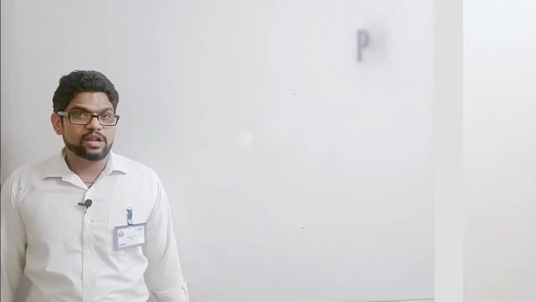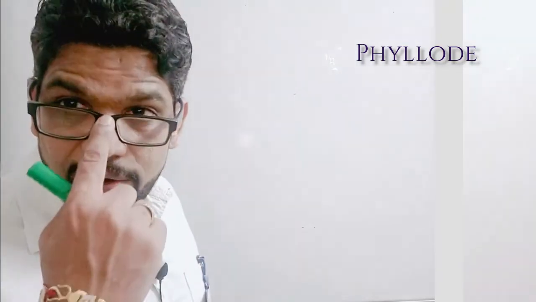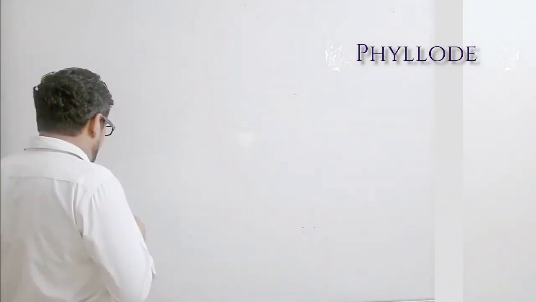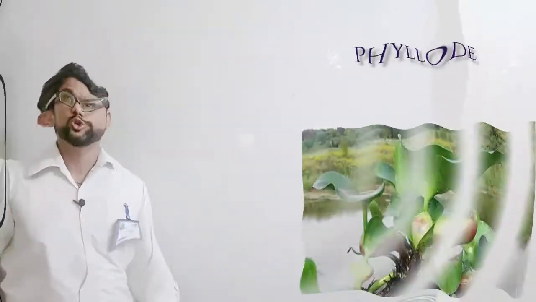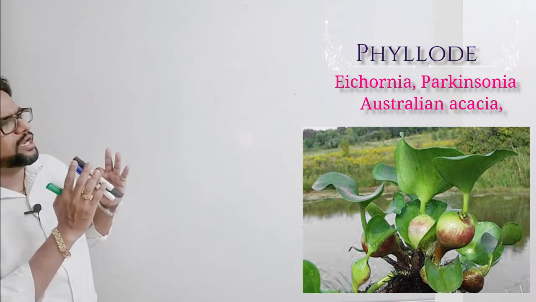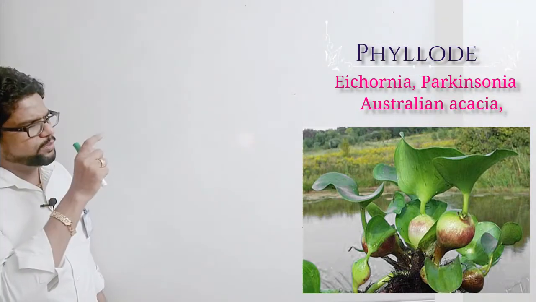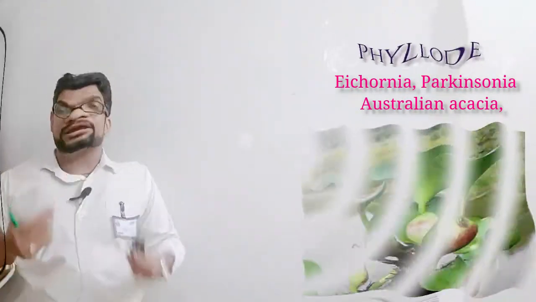And there is one more term, PHYLLODE. This term I used before also, PHYLLODE. PHYLLODE क्या हुआ बेटा? PHYLLODE is the modification of petiole. You can see in the diagram also, modification of petiole. So as in cases of Eichhornia. In Eichhornia, a diagram में देखें, PHYLLODE became spongy and green, helping in buoyancy. The petiole became spongy and green and helps in buoyancy.